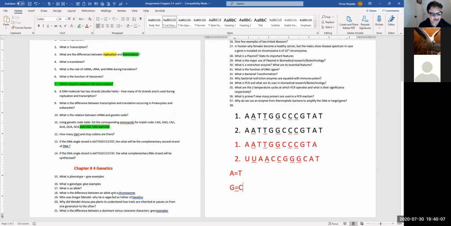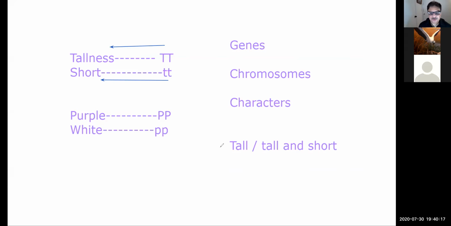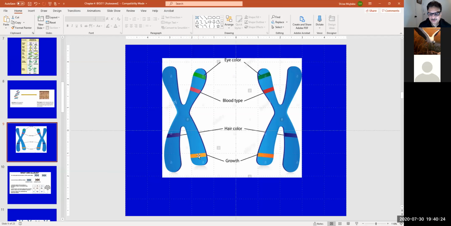What is the difference between an allele and a chromosome? So an allele, as I mentioned to you just now, is present on a chromosome. So let's say here, genes and alleles are present on the chromosome.